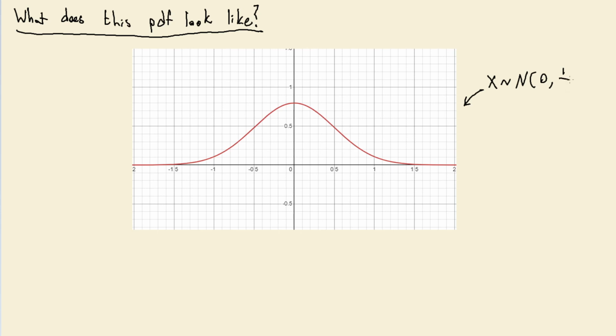And so this is the way that we notate normally distributed continuous random variables. As you say, it's x is a normally distributed continuous random variable with a mean of 0 and a standard deviation of 1/2, or a variance of 1/4. So keep in mind that this is the variance, not the standard deviation. And so this is a graph of what this looks like.